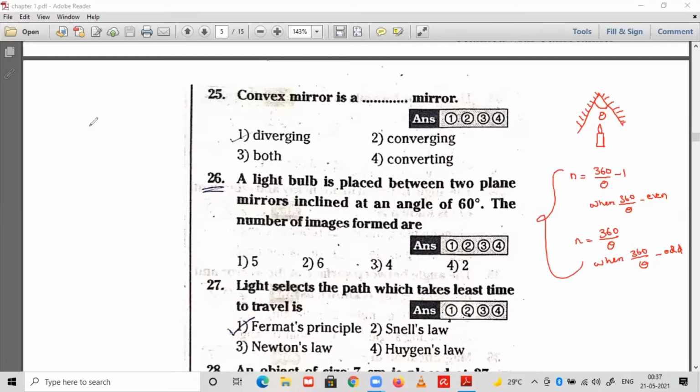Now, as per the given data in the 26th question, the angle mentioned between the two plane surfaces is 60 degrees. The number of images will be 360 by theta, and I will take minus 1. Why? Because after dividing 360 by 60, we get 6, and 6 is an even integer. So 6 minus 1 we need to do. So the number of images formed by the plane mirrors when the angle between them is 60 degrees is 5. So option 1 is the correct option.